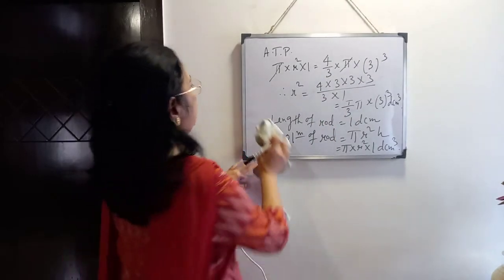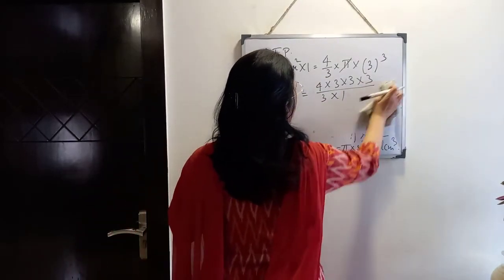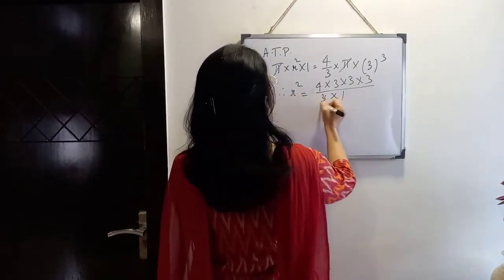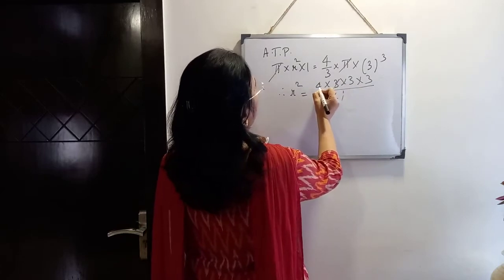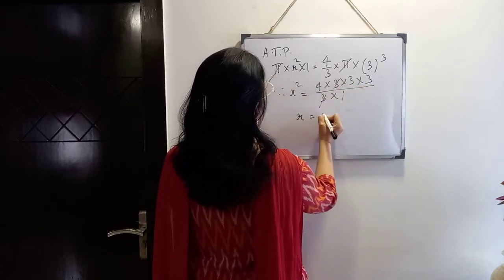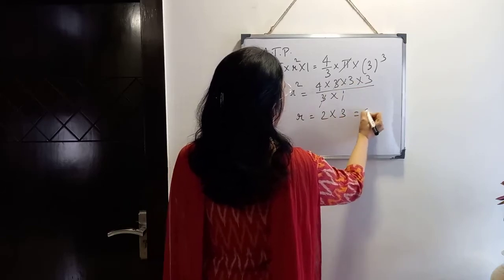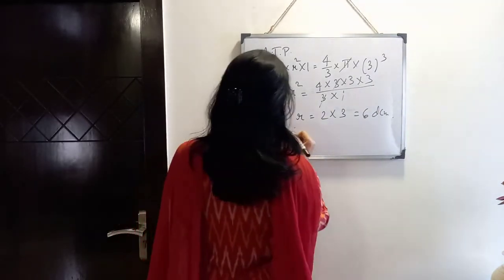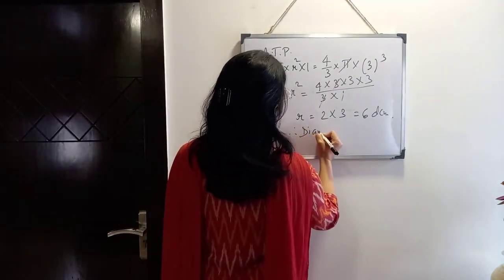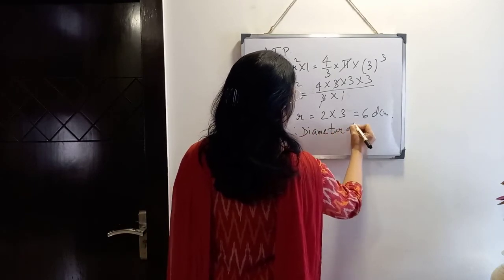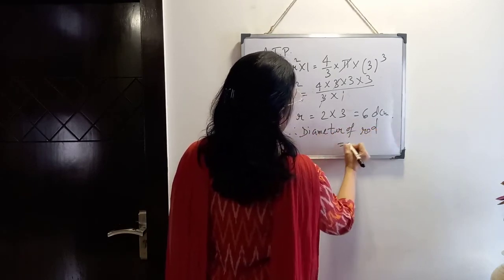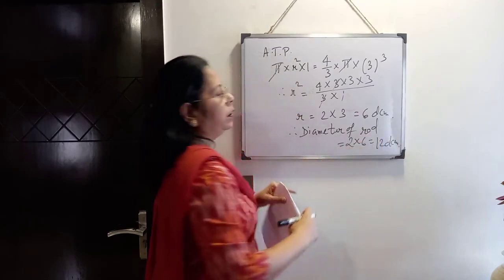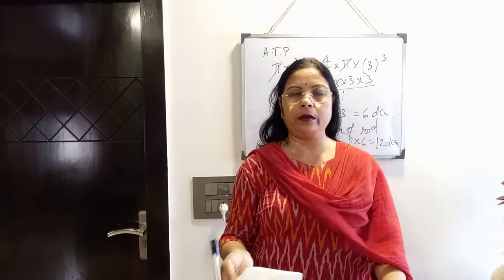After that, you will do the calculation. It is a simple calculation. I am writing here also. 3 and 3 you cancel. Therefore, r square is coming 4 into 9. So, r will be 2 into 3, 6 decimeter. This is your radius. You have to calculate the diameter. Therefore, diameter of rod is 12 decimeter. Now the next one you will get in the next video.